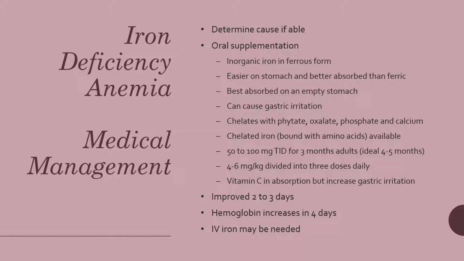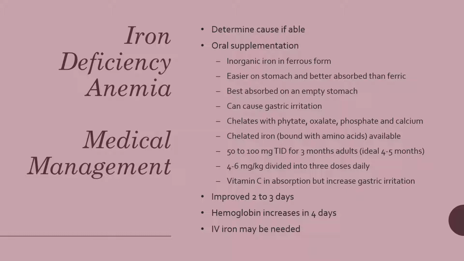In some cases, we can give chelated iron, which means that it is bound with amino acids. That'll be a little bit better tolerated. We give 50 to 100 milligrams 3 times a day for 3 months to an adult. Ideally, we would give this for 4 to 5 months. We take 4 to 6 milligrams per kilogram and divide that into 3 doses daily.